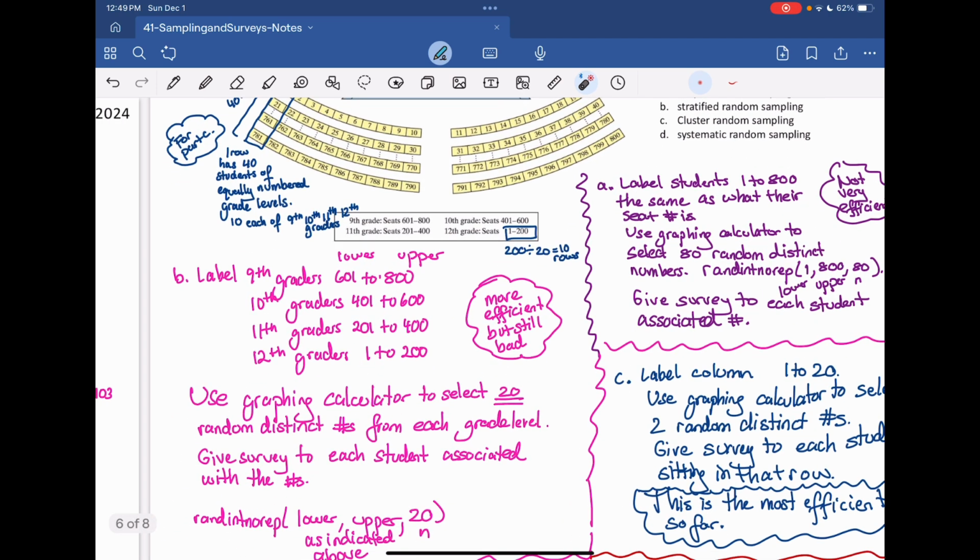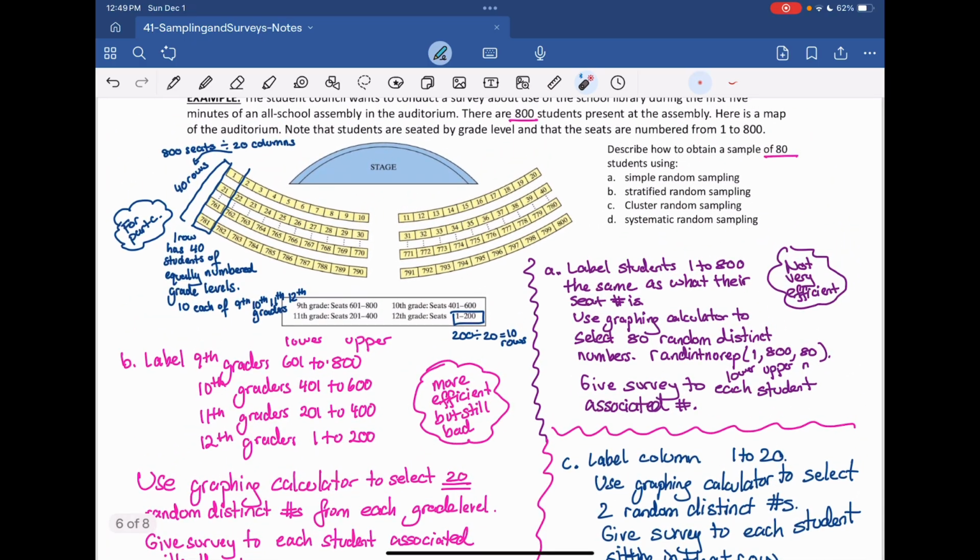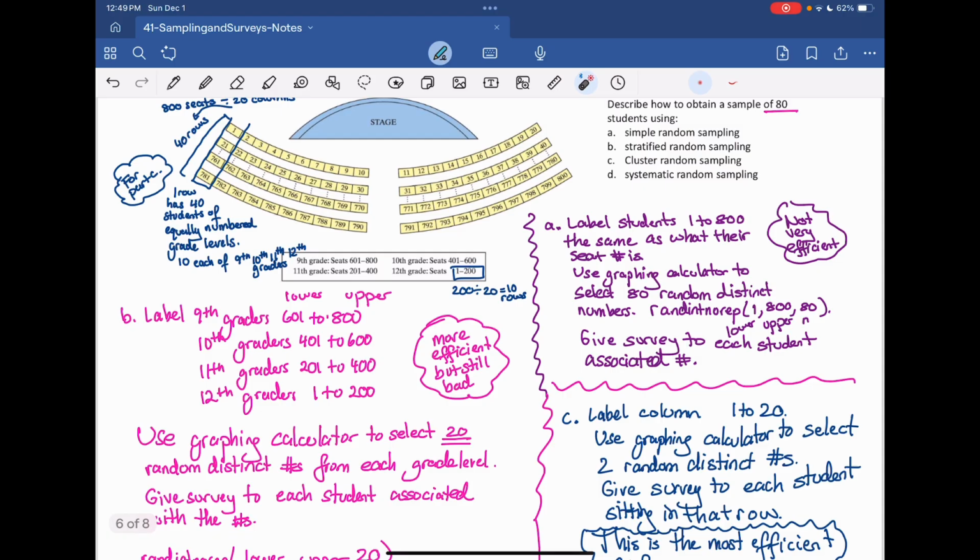Stratified random sampling. Well, we could stratify by groups that are similar, and groups that are similar in a school setting is the grade level. So 9th graders, 10th graders, 11th graders, 12th graders, these are the strata. Okay, so we're going to label 9th graders maybe 601 to 800 because they're sitting in those seats, for example. And then maybe 10th graders 401 to 600. There's different ways to do these, by the way. Don't think of it as the only way. 11th graders 201 to 400, 12th graders 1 to 200.